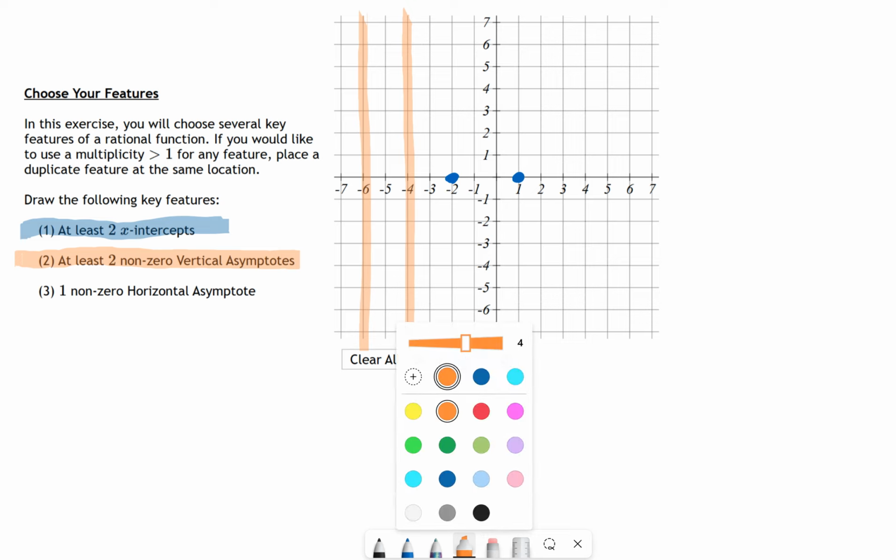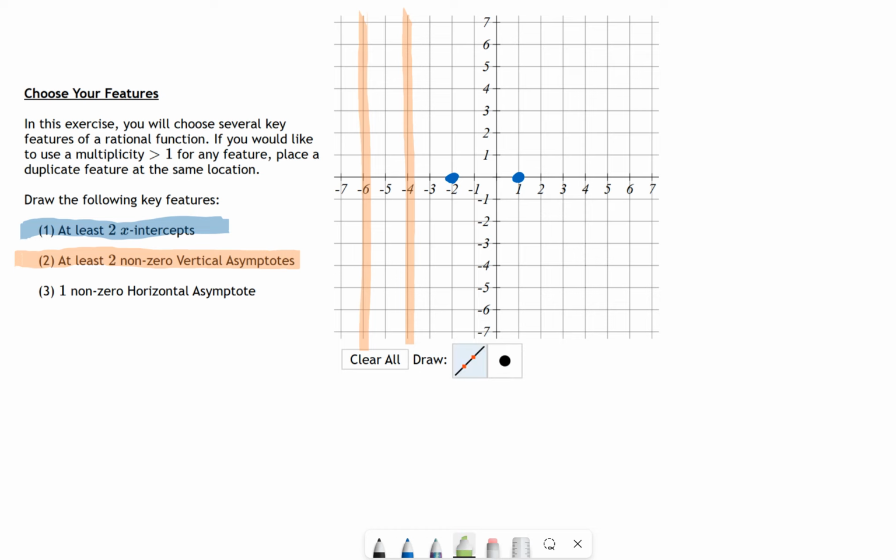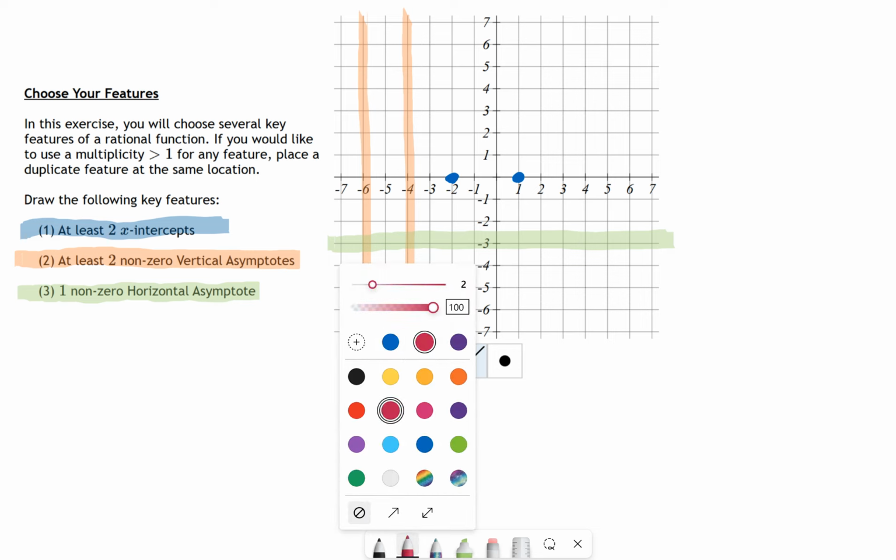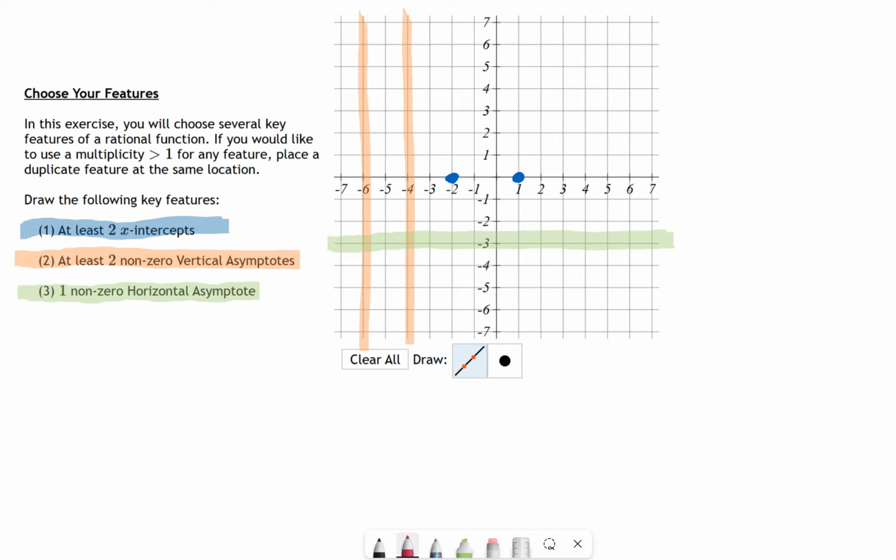And then one last bit. Let's make a non-zero horizontal asymptote. And that could be anywhere, so I'll just stick it here at -3. Feeling like -3 today. So the next part of this problem, after you put this much in, is to say, okay, graph it, or give me the equation now. So I'm going to walk through this a little quicker because we've done this before.